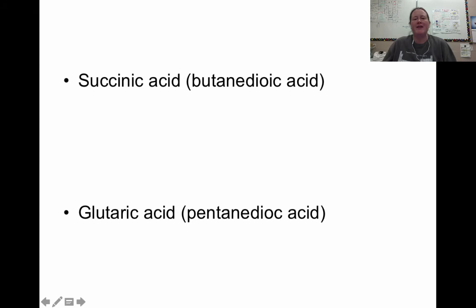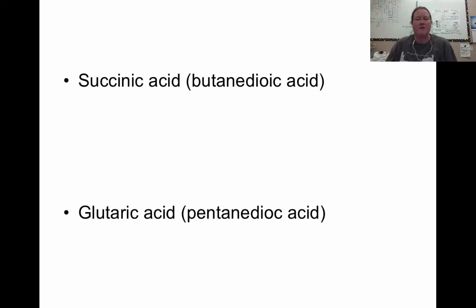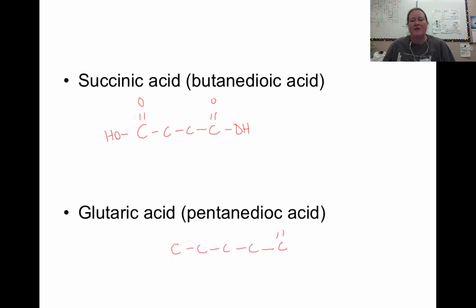Succinic acid is butane dioic acid. I get so impatient with this pen. Butane dioic acid, so we have 4 carbons, and I'm not going to draw all the hydrogens on there because I think that you get the point. Again, each of those carboxylate groups on each end. And then pentane dioic acid is 5 carbons with a carboxyl group here and a carboxyl group there. Sorry, I just realized I look like a kindergartner drawing this.